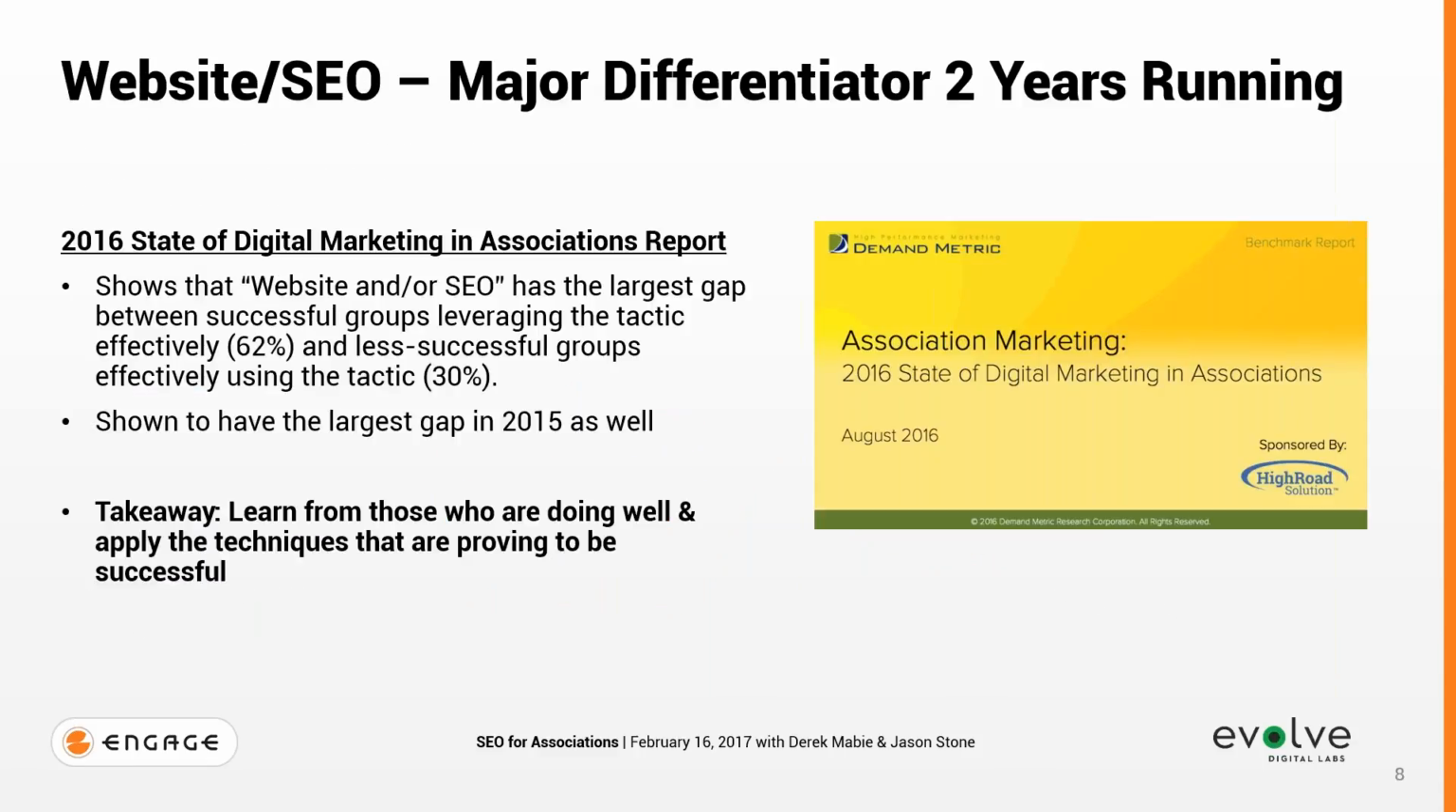But looking at SEO from an importance standpoint from your peers, we can see that in the 2016 association report, those that are effectively leveraging SEO as a tactic, as a part of their larger strategy, are more successful than those not using the tactic. And it's a similar scenario from the previous year. So find those who are doing it well, learn from them, and figure out what techniques you can apply to your own association, your own website.